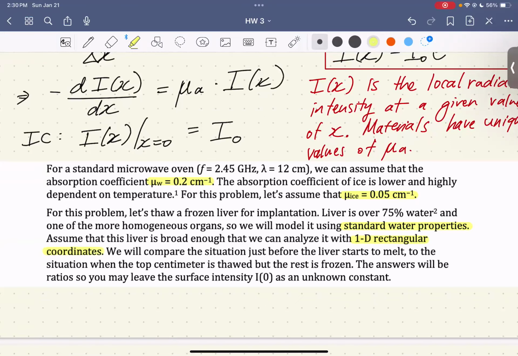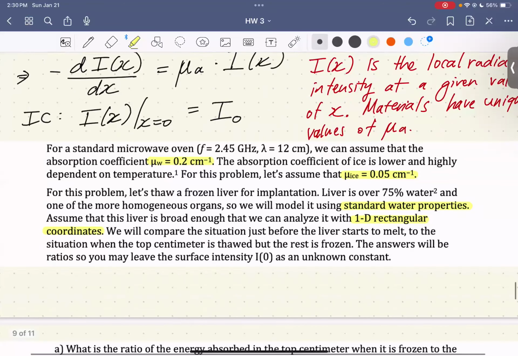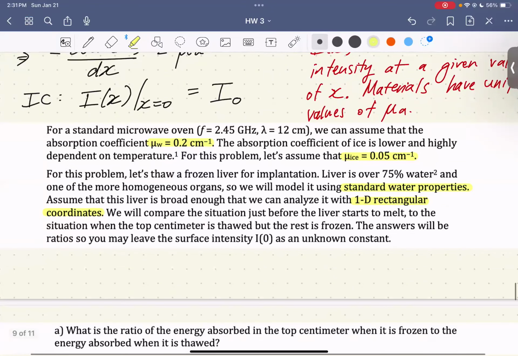So our x, one directional x that we drew up here, that works. And then we are going to compare the situation just before it starts to melt and where the top centimeter is thawed, but the rest is frozen. Okay, and we'll talk about that in a moment. And the answers will be ratios for at least the first two questions. So you may leave the I naught as a constant, which was shown above. So I'm just going to highlight that.